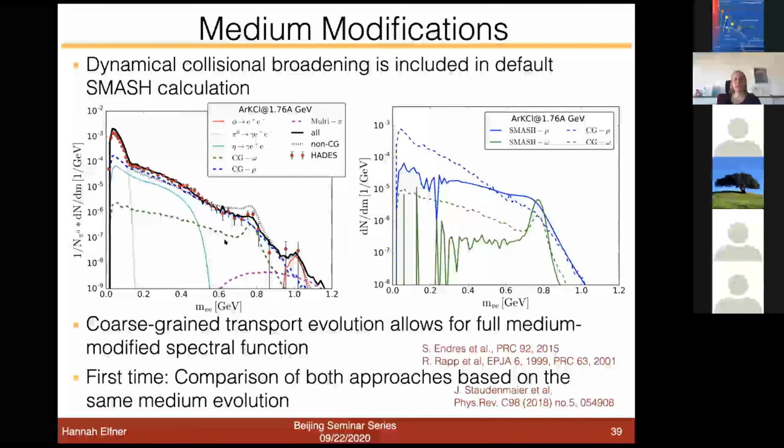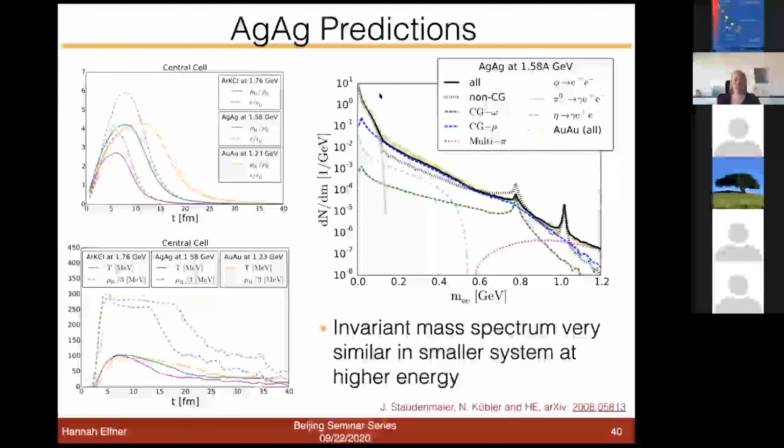We again recently did this study for silver-silver collisions, because this is what HADES is hopefully going to publish soon. We could see, which was interesting, that the black line here, which is the silver-silver result for the invariant mass spectrum, looks rather similar to the gold-gold result, which is these yellow dots here. Silver-silver is significantly smaller than gold-gold, but it was run at a higher energy. Gold-gold was only at 1.2 GeV beam energy.